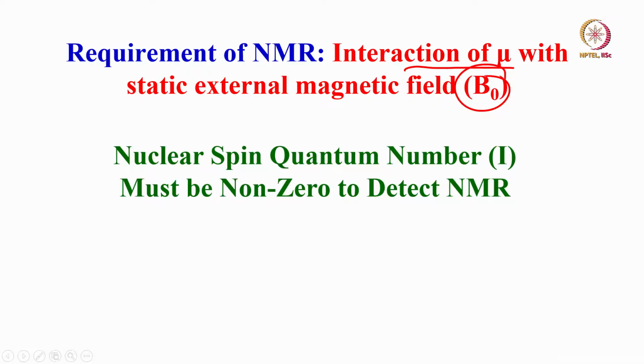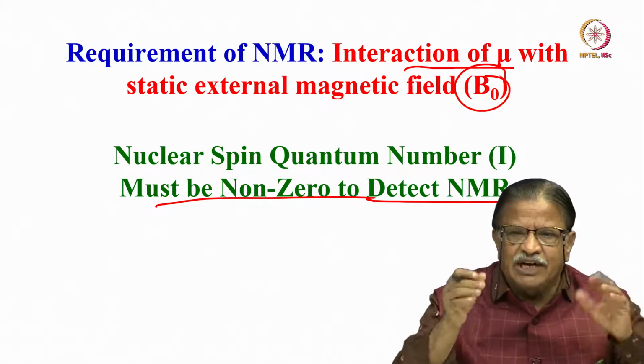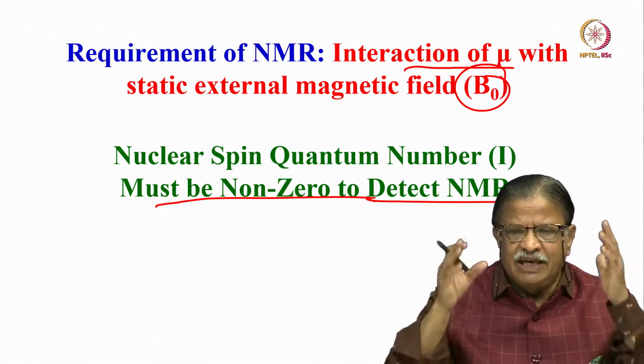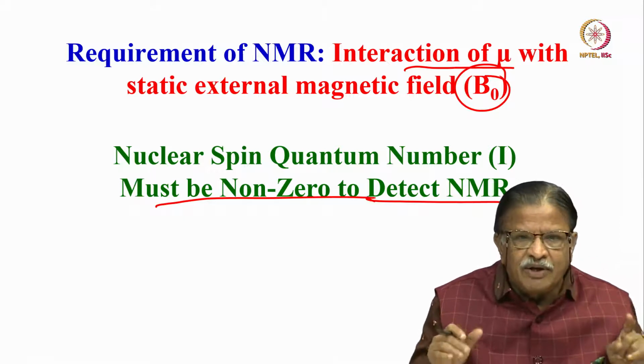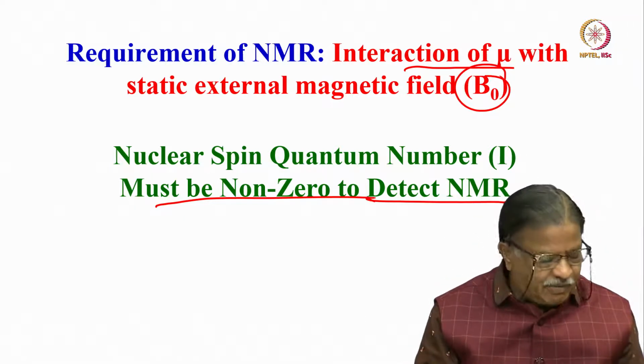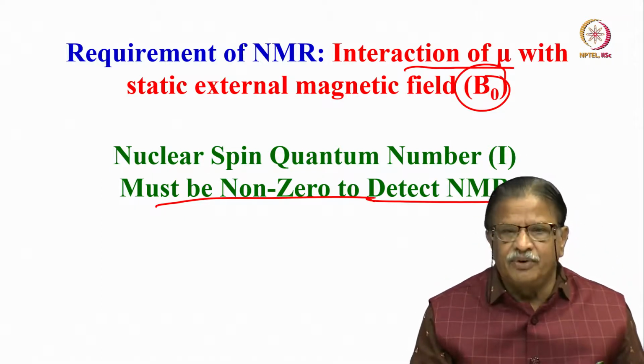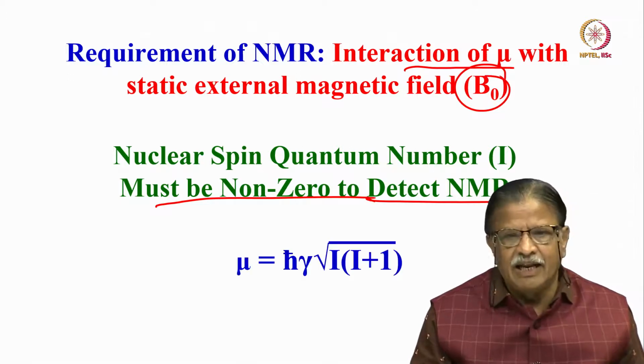Nuclear spin quantum number I must be non-zero. Remember, this must be non-zero to detect NMR. As I told you in the previous class, when I equals 0, mu is 0. When mu is 0, there is no question of interaction of the magnetic moment with the external static magnetic field. So NMR cannot be observed.